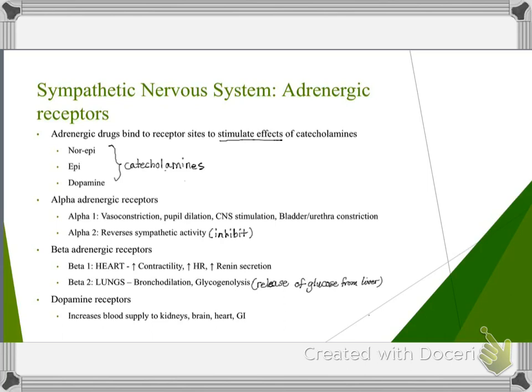And if we stimulate the dopamine receptors, then we're going to increase the blood supply to the kidneys, the brain, the heart, the GI, okay, via dilation of the arteries: the renal arteries, the mesenteric arteries, the coronary arteries, and the cerebral arteries. Okay.